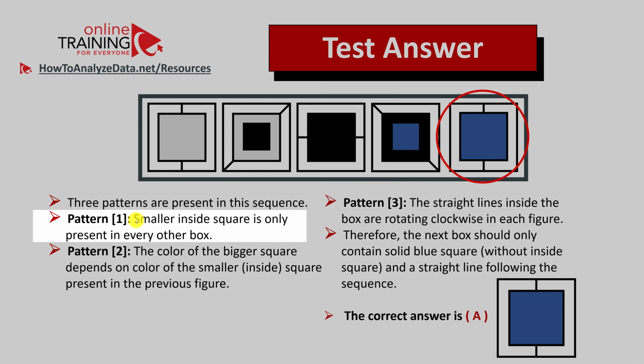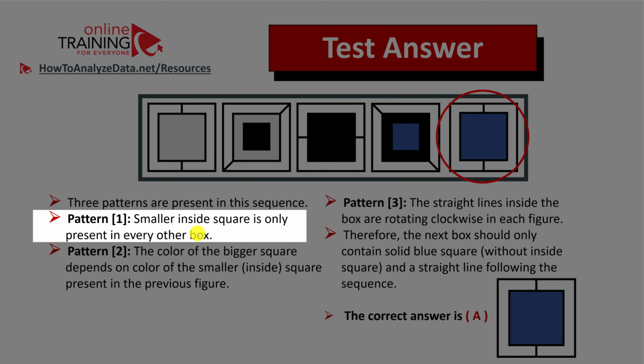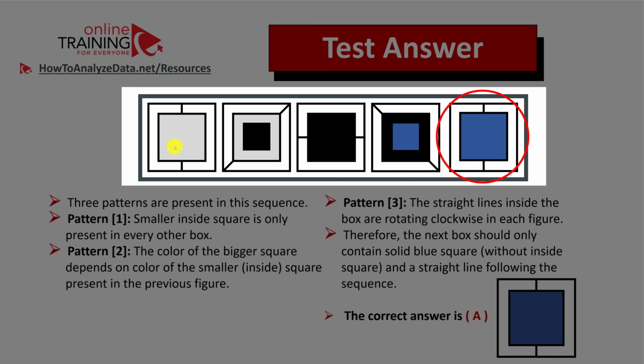Pattern number 1 is that the smaller inside square is only present in every other box. So if you look at the squares 1, 3, and 5, they do not have the smaller inside box, and squares 2 and 4 do have it.